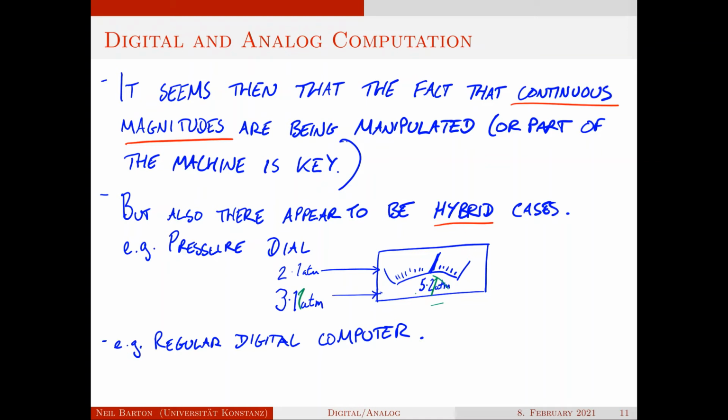Alternatively, I could read this in a much more digital fashion, right? Let's suppose up to some tolerance, I regard this as an input of 2. Let's suppose I have to remain within 0.1 of a value in terms of atmospheres in order to count as that value. And then this is an input of 3, and then we read off the output as 5. This could be a computation of 2 plus 3 equals 5, but reading these as discrete inputs rather than continuous inputs.